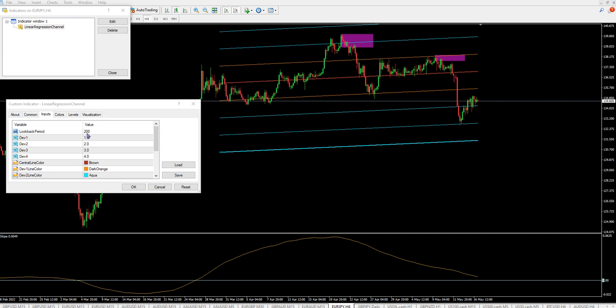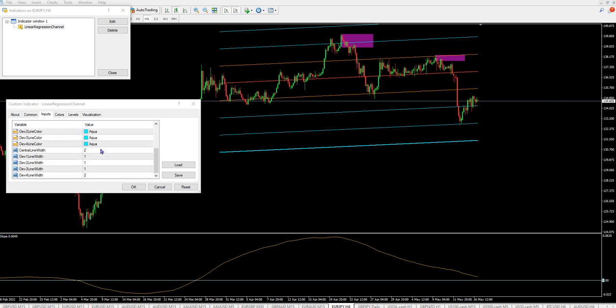And you see I've got the settings pulled up here. The default value for the look back period is 50. I personally prefer a little bit longer, anything over 100 for me. It just fits my trading better. 200 I think is a good number. And then you can see the deviations. You can change all these settings, the line colors and such.